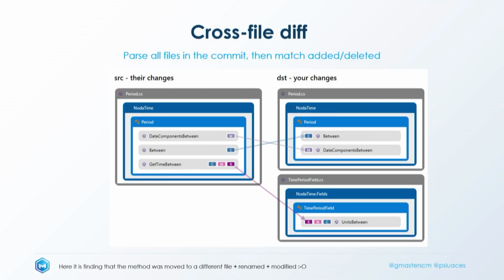OK, so this is cross-file. What does it do? Well, this is an example I'll be following for the next minutes. Basically, you have a class called Period, and then you have a method, GetTimeBetween. The other one is just making noise to make it more interesting, but the real thing is here. And then it's being changed, moved, and renamed. And the move has happened to a different file, and it can be detected. In fact, this graphic here is actually taken from the tool itself, right?